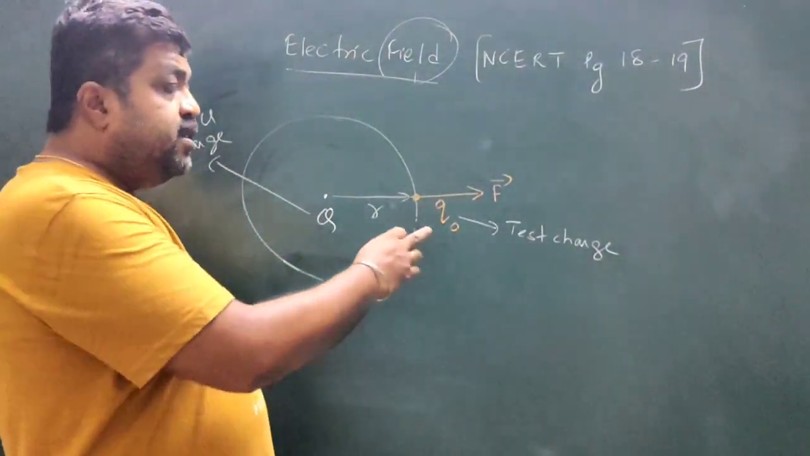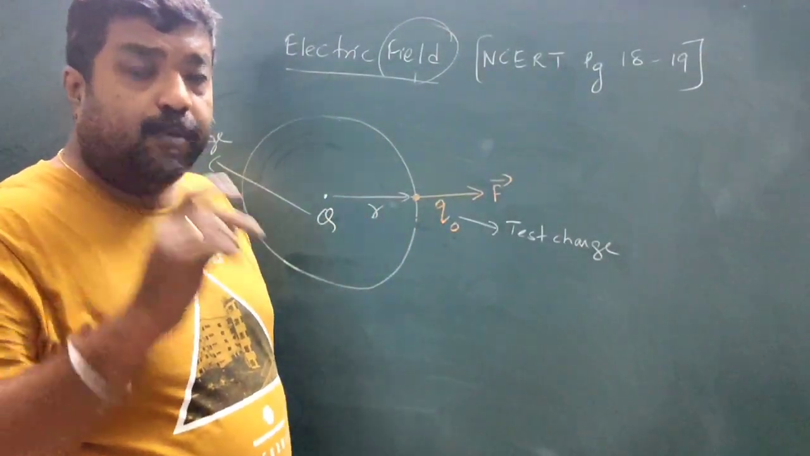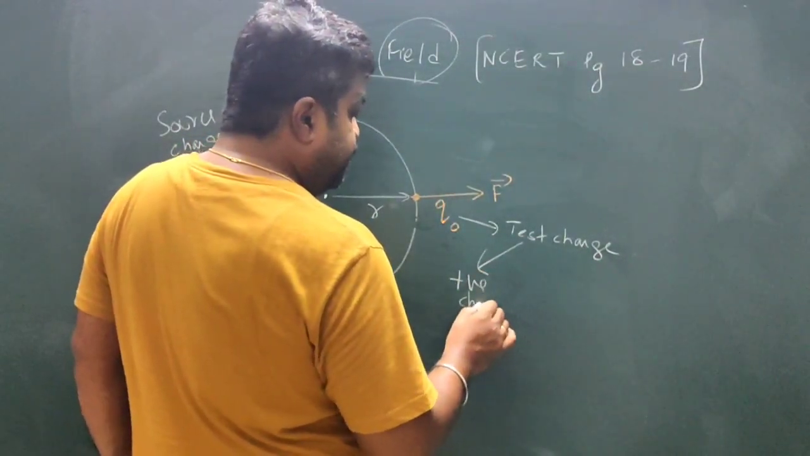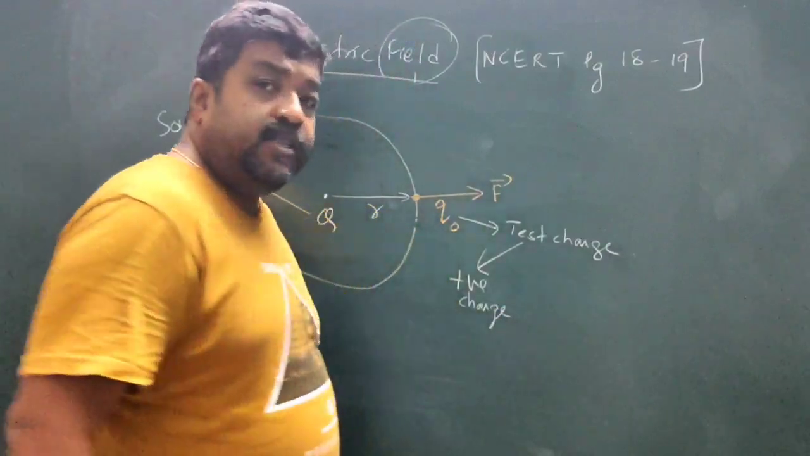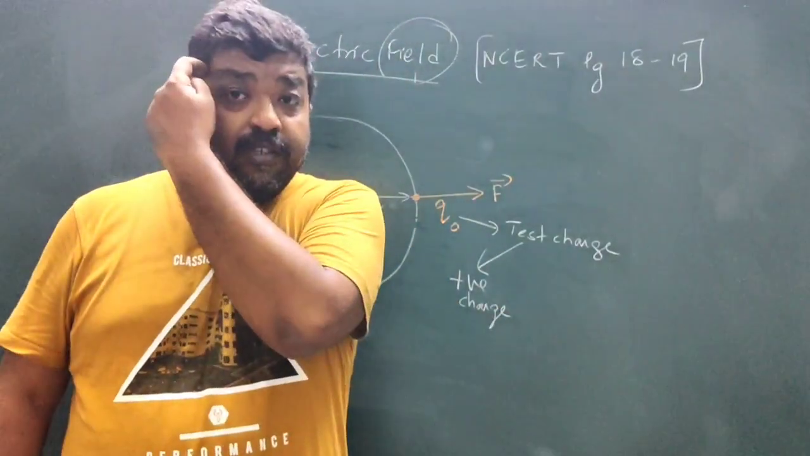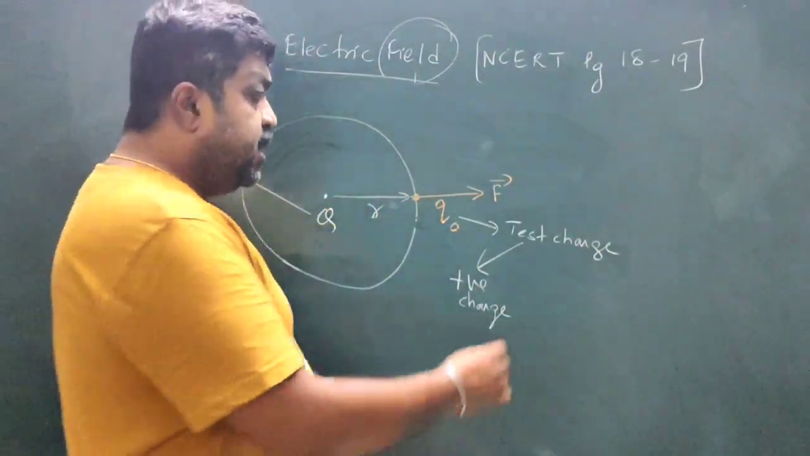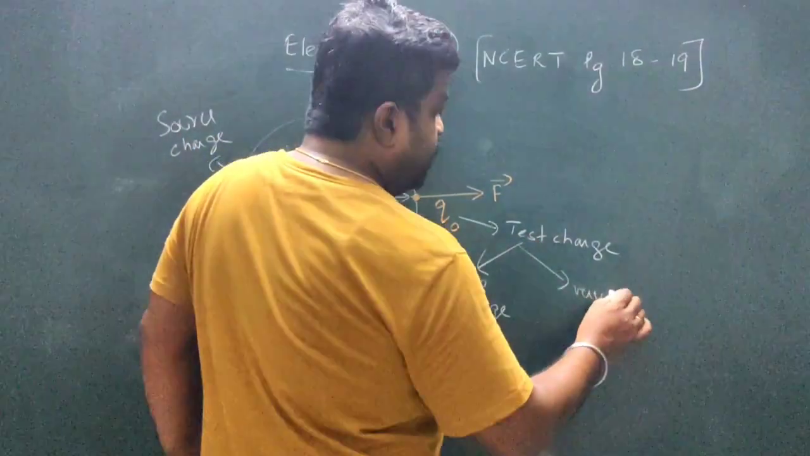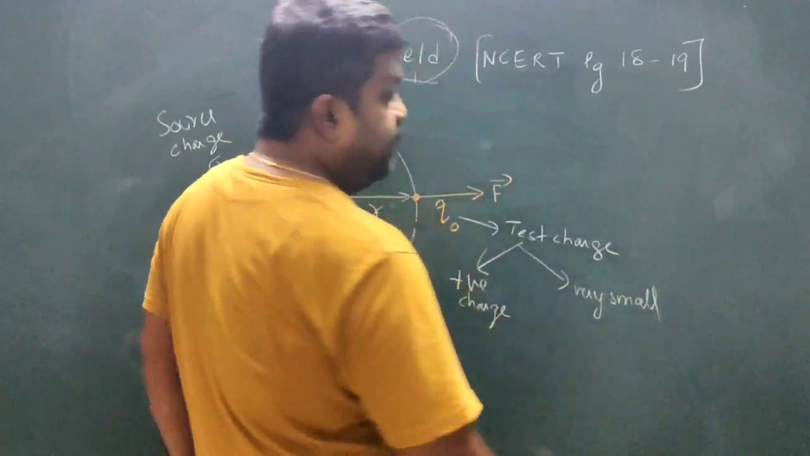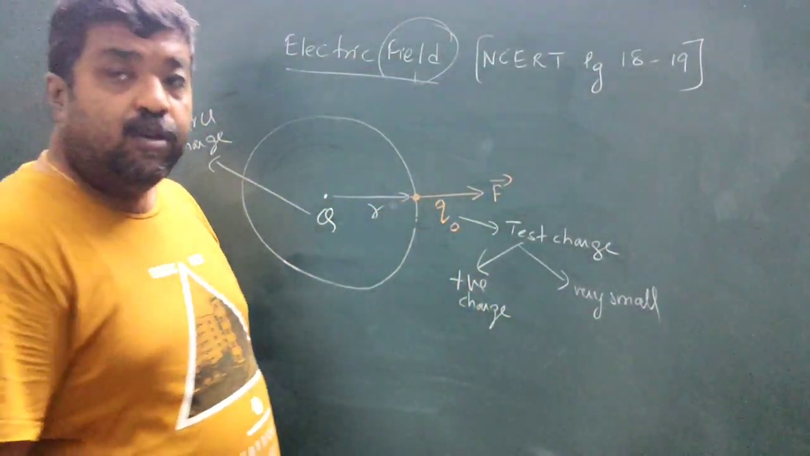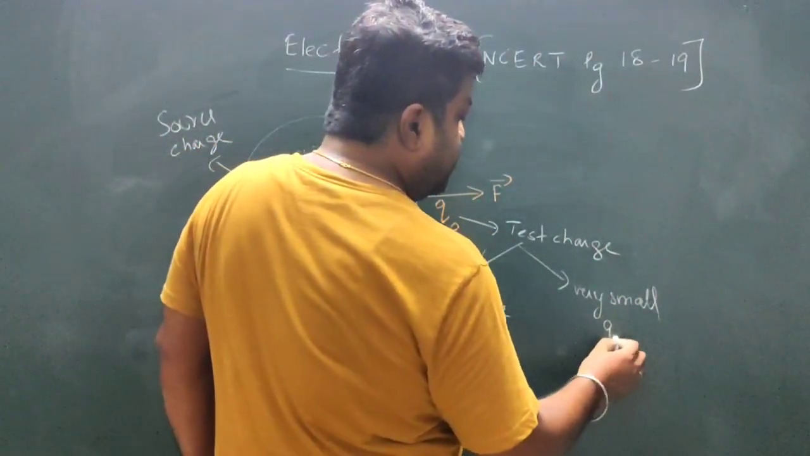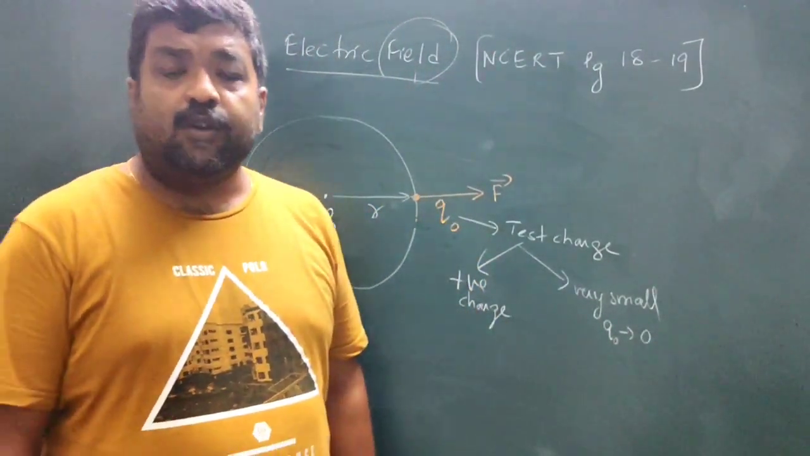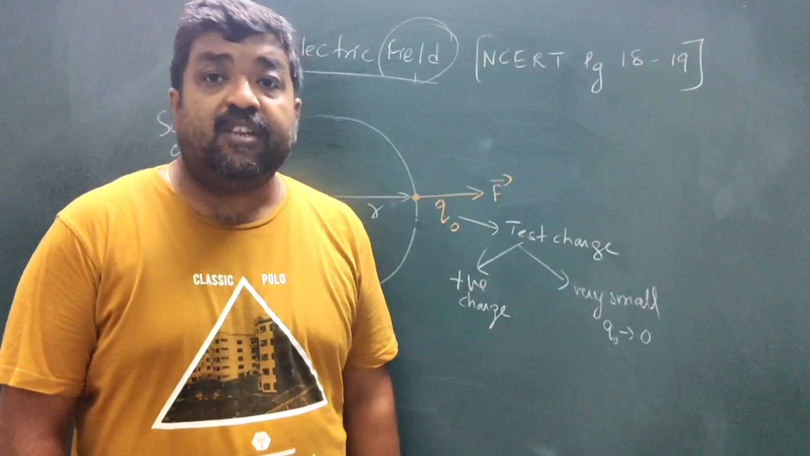Now what are the properties of this test charge? The test charge has two properties. One is that it is a positive charge. The other is that it is very small. What do I mean by small? Mathematically I write this as Q0 tends to 0. So this test charge is a very small charge.